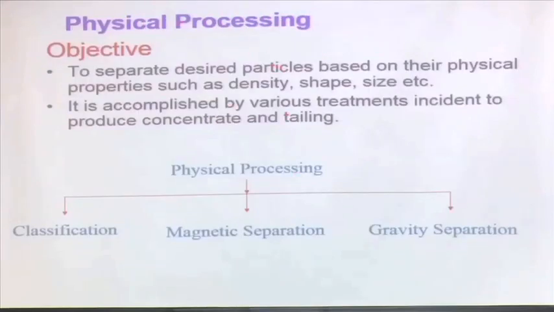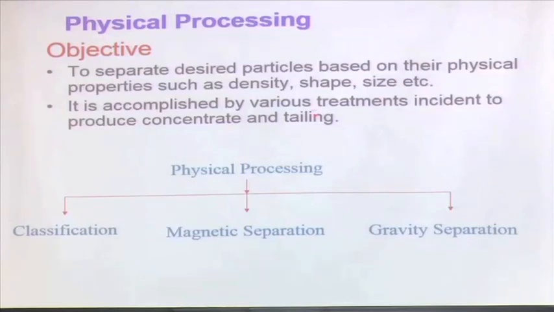Now, what is physical processing? The objective is to separate desired particles based on their physical properties, very common properties like density difference, difference in shape like a flaky particle to a spherical particle, then size and so on. Size is not directly a property of a particle; it is basically the hardness or the morphology of a particle. Because when you are trying to reduce the size, you get different sizes based on the relative hardness of my materials.